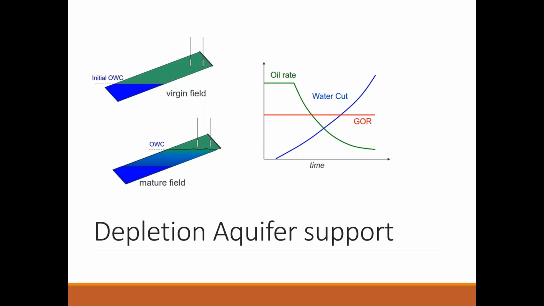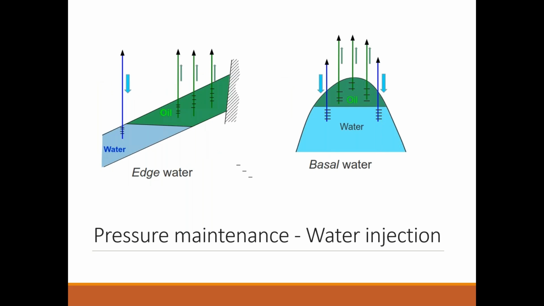The second instance you can see is the edge water and the bottom water, basically. In an edge water drive reservoir, one end is blocked. But in a bottom water drive reservoir, you can drill wells anywhere. You can even convert a producer well to an injector well, but that facility is not available in edge water.